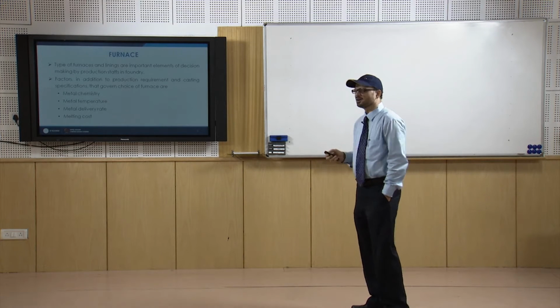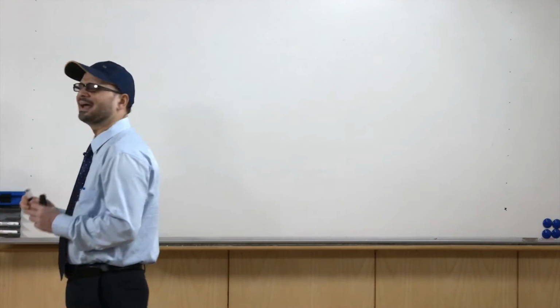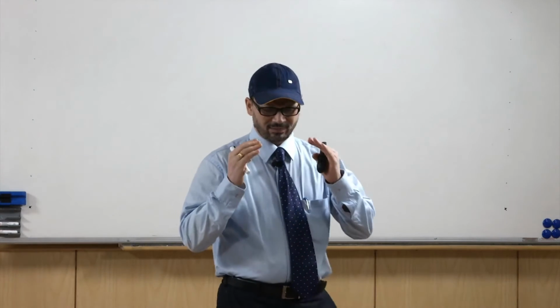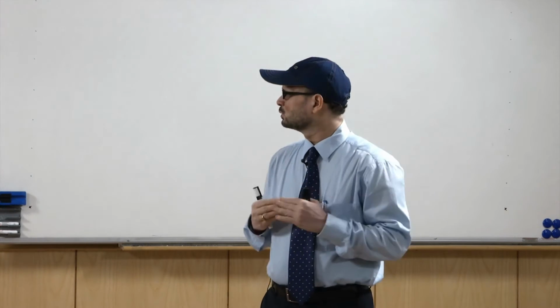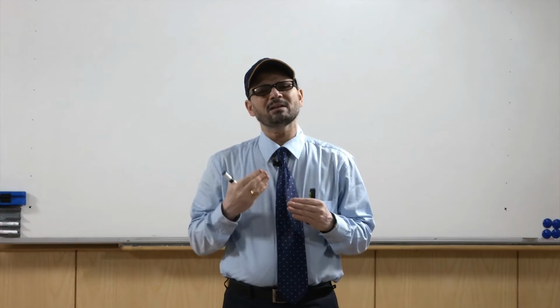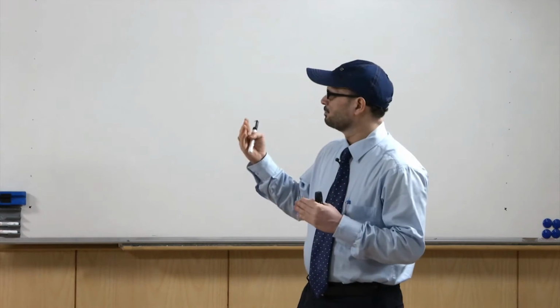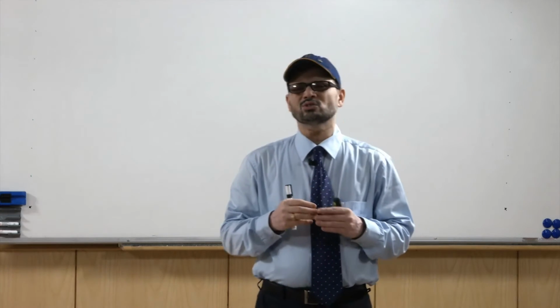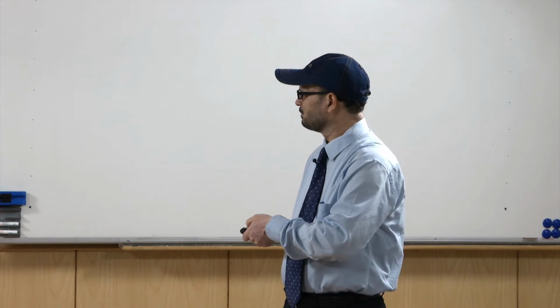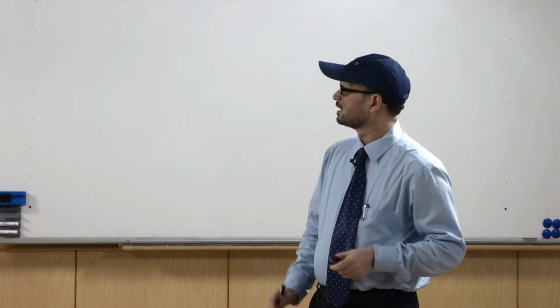Metal temperature: the temperature must be adequate. You must have a furnace which provides you the metal at a particular temperature at which you can pour. If the temperature is lower than that, problems of many kinds may emerge. So you need a furnace which can properly control the temperature of the molten metal and consistently deliver the metal at a particular pouring temperature.